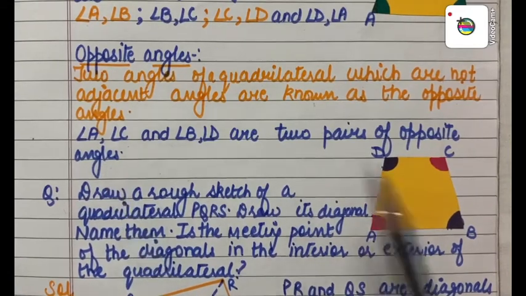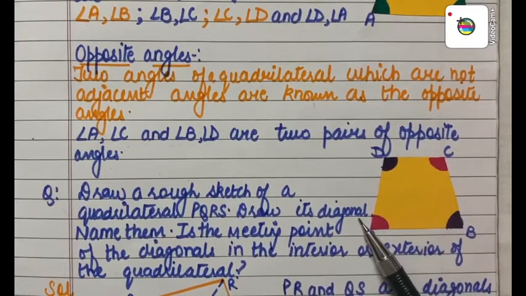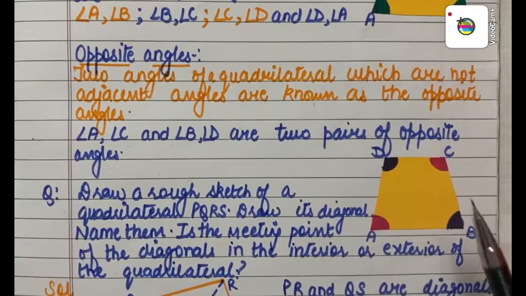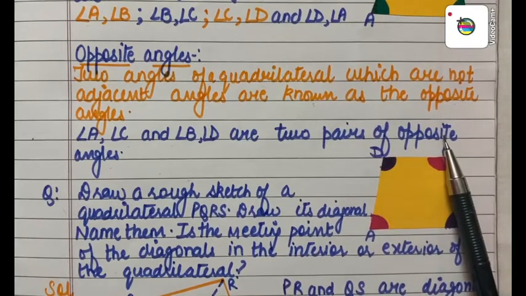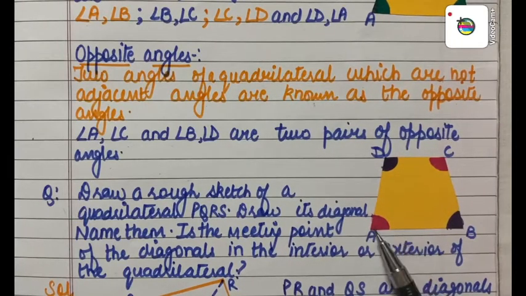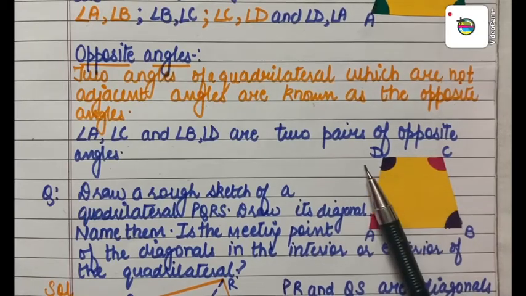So here I have again chosen two colors for specifying the different pairs of opposite angles. So here we are having two pairs, angle A and angle C, and angle B and angle D.